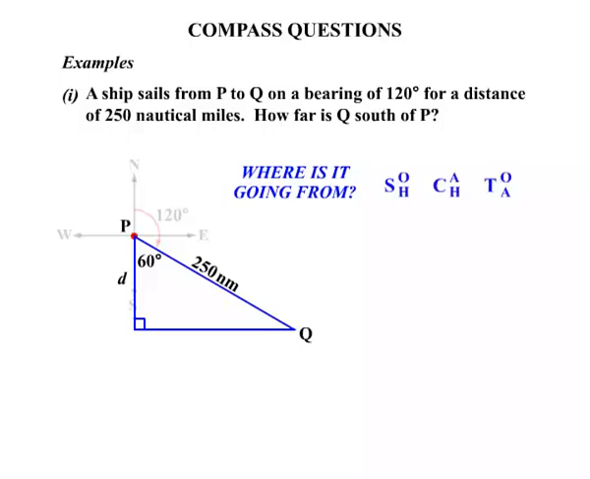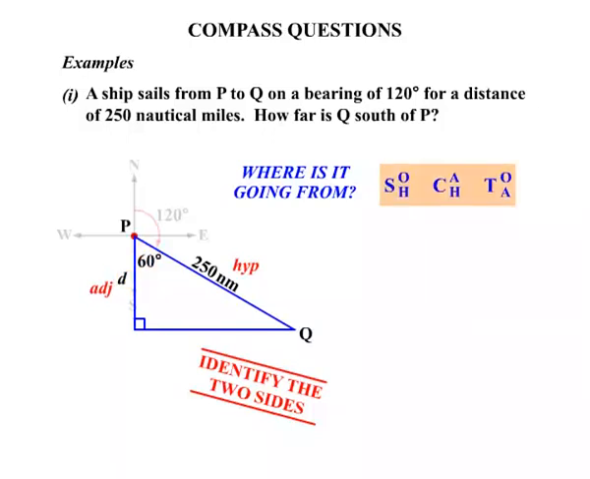We're going to use trigonometry, so some old hags can't always hide their old age. Identifying the two sides, our angle is 60 degrees, we need to work out what the two sides are in relation to that. Well, the 250 nautical miles, that is the longest side, that's the hypotenuse. The D is the side next to 60 degrees, it is the adjacent side. So we have adjacent and hypotenuse, we're going to be using the cos ratio.